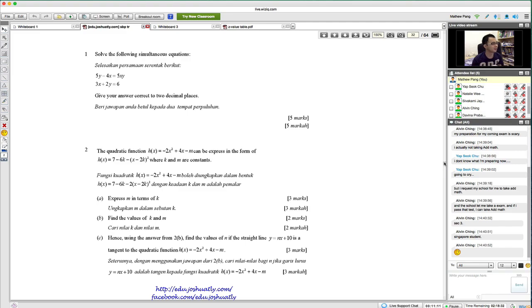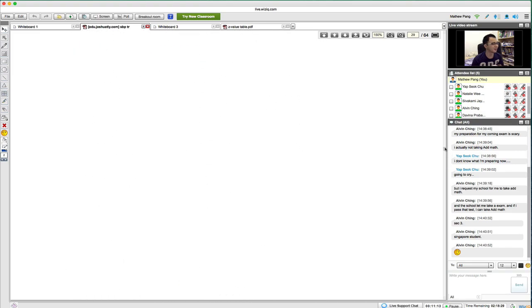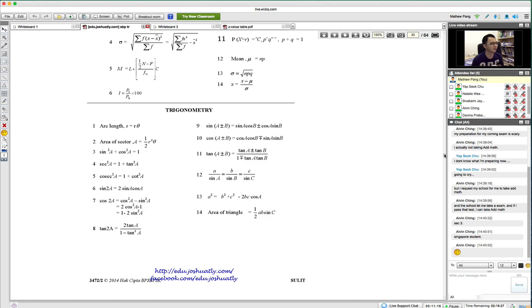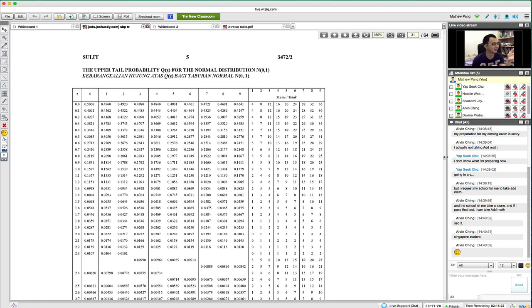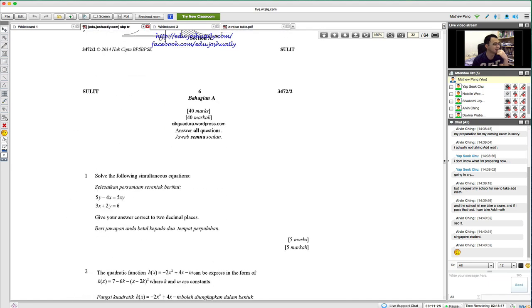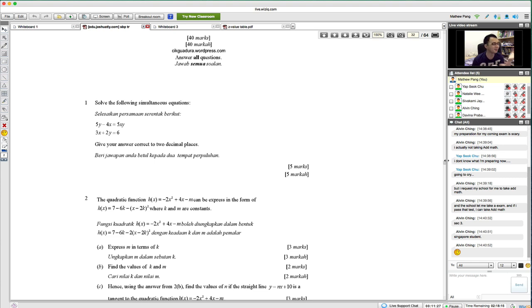Alright, so today we're going to discuss this paper. I think this is the 2014 Paper 2 for SBP paper, and this is what I call the exact value table, which I will use later. This paper has quite a lot of questions. I will cover 80 to 90% of it, because due to time it's not possible for me to cover all the questions. So let's start now.